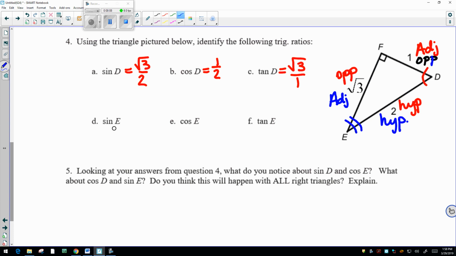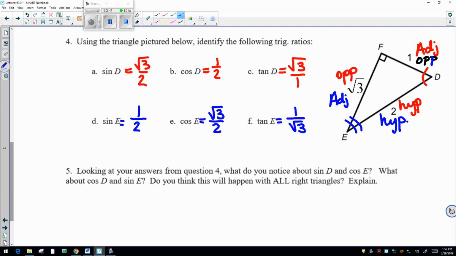Sine of E is opposite over hypotenuse. So now our opposite side is 1, and the hypotenuse doesn't change. Your hypotenuse is going to be 2. Cosine of E, cosine is adjacent over hypotenuse. So this time at E, our adjacent side is the square root of 3, and the hypotenuse is 2. Then tangent of E is opposite over adjacent. So my opposite of E is 1, the adjacent side is the square root of 3.